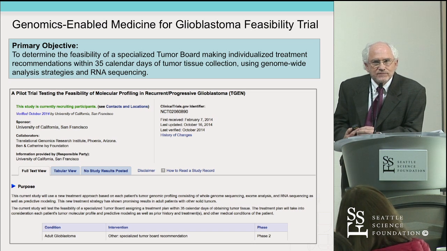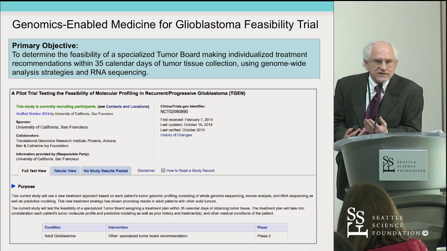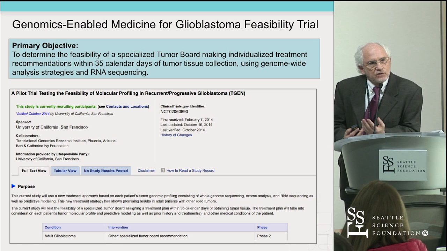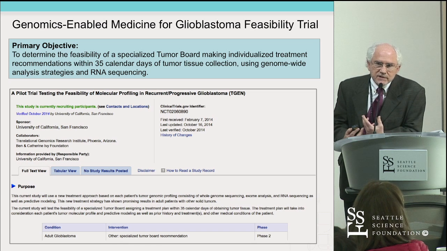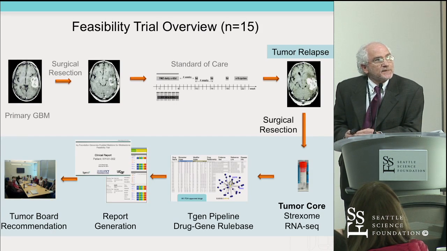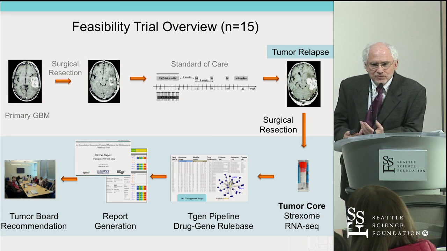So the story here was that we wanted to start the process of learning how to do personalized medicine in patients with glioblastoma. We chose probably the worst patient population, which are those with recurrent disease, and tried to take a very unbiased approach.